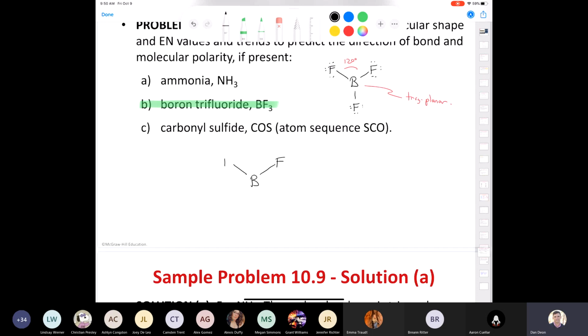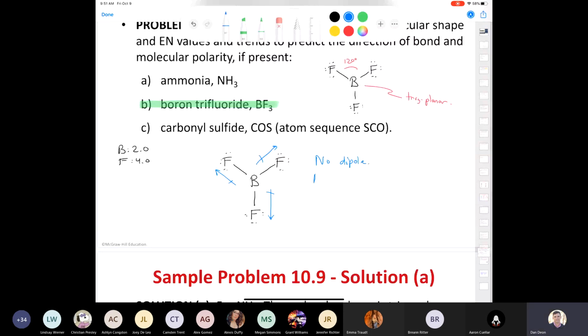Hopefully you know which direction the dipole is going in because fluorine is the most electronegative element in the entire periodic table. Boron has an electronegativity of 2. Fluorine is double that, 4.0. That means we've got 3 dipoles, 1, 2, and 3. Now, can anybody give me a second guess as to whether this molecule is polar or not? Would this be polar or nonpolar? Yeah, this is a nonpolar molecule, so no dipole.